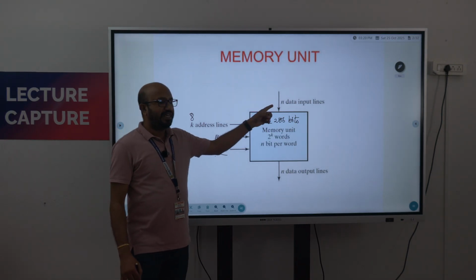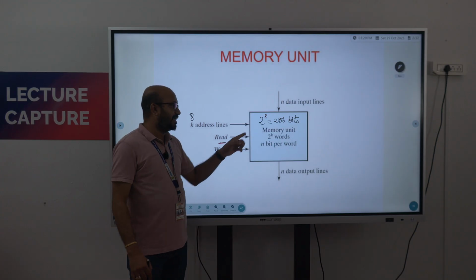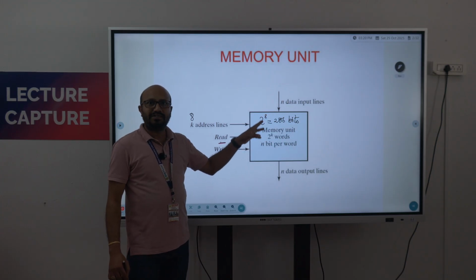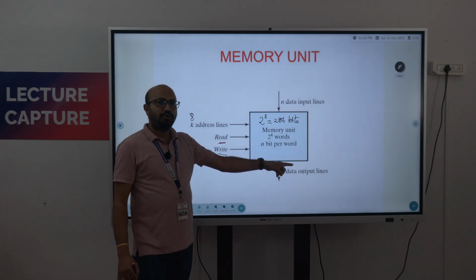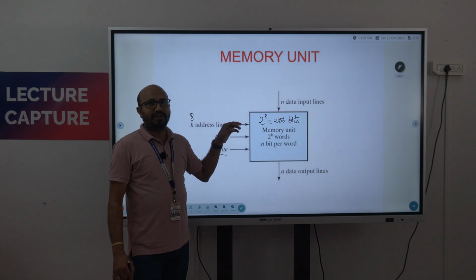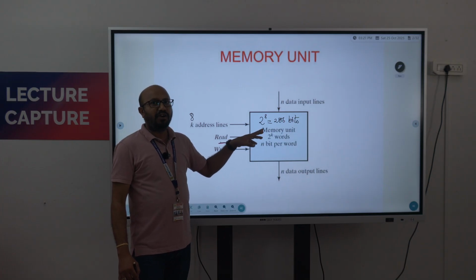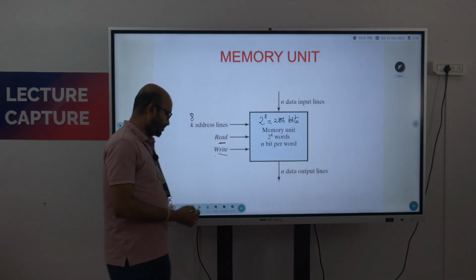So we are giving input data lines. When we are giving the input data lines, it means we are writing the memory. That means we are storing something inside the memory. When we have output data lines, it means we are reading the memory, which means we are going to view what all the data stored inside the memory is. That's why we are using output lines.